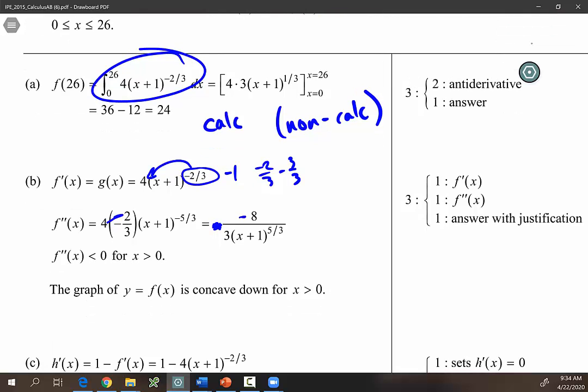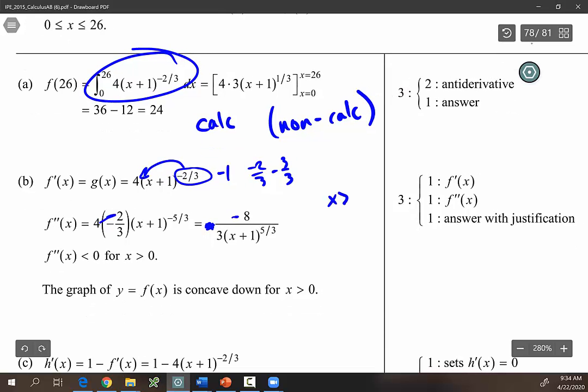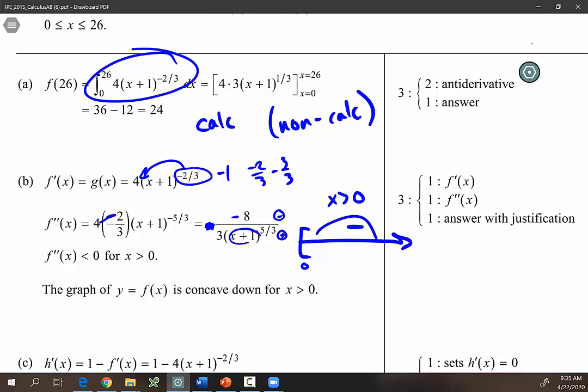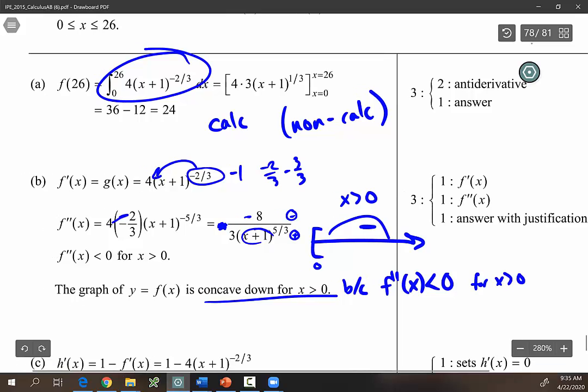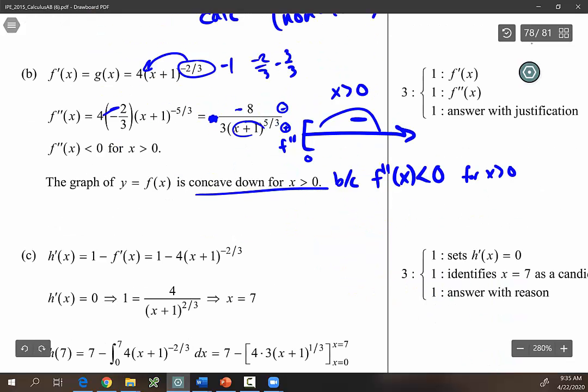And this is a little bit weird, but remember they were saying for x greater than 0. So on a number line, if we plug in anything greater than 0, 1, 2, 3, 4, 5, this bottom is going to be positive, so this whole bottom side is positive, and the top side is going to be negative. A negative divided by a positive is a negative. So that means it's concave down. You'd say it's concave down for x greater than 0 because f double prime of x was less than 0 for x greater than 0. You don't have to show it on the number line, but I like to do those with a number line.